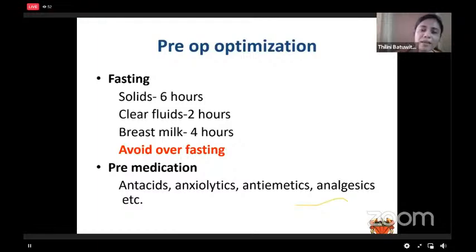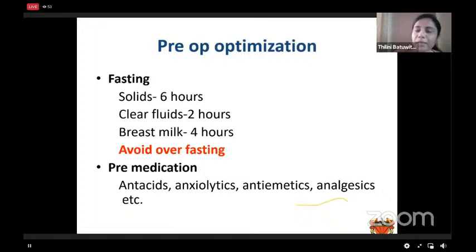Therefore, like we have seen, most of the patients are fasting for 12 to more than 12 hours when they come to the surgery. So that should be avoided. You can give clear fluids, water, king coconut water or dextrose water up to 2 hours before, unless it's a bowel surgery or we have prepared for more than 6 hours. So make sure that the patient is not over fasting. So fasting is like that.